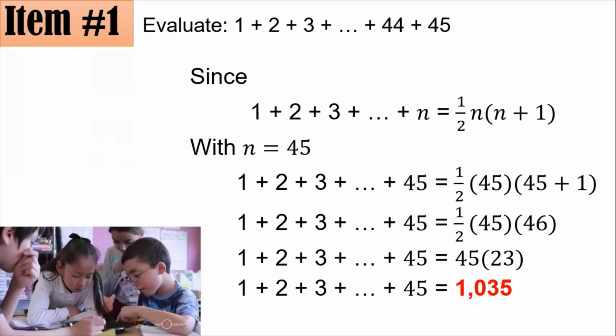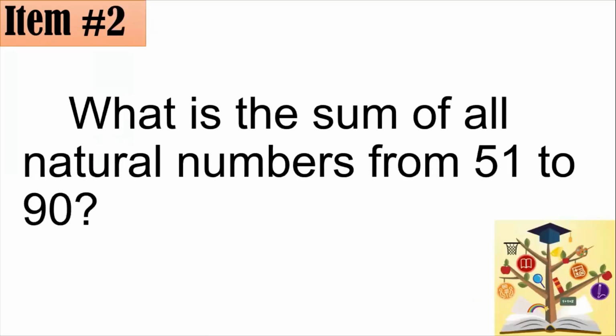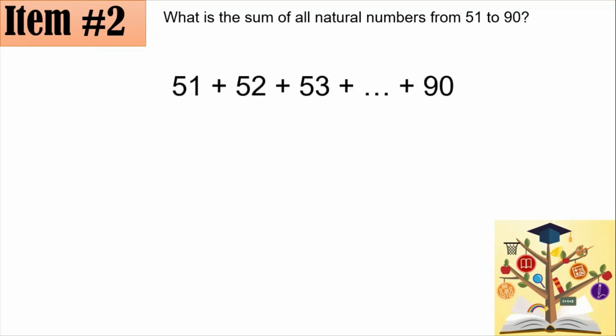So that's just a warm-up. I hope you are ready for the second problem. For the second problem, let us have the following. What is the sum of all natural numbers from 51 to 90? When we speak about natural numbers from 51 to 90, note that the word here is from. So 51 and 90 are part of the sum that we're looking for. So what we're looking for here is the following series: 51 plus 52 plus 53 plus all the way until plus 90.